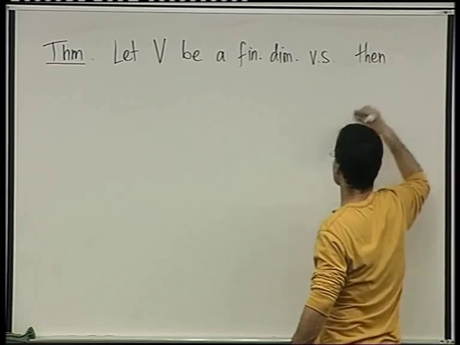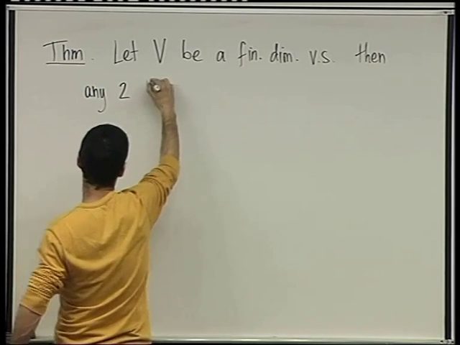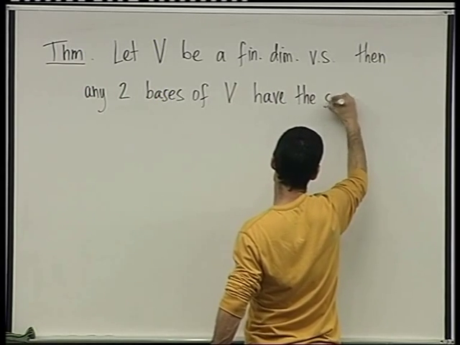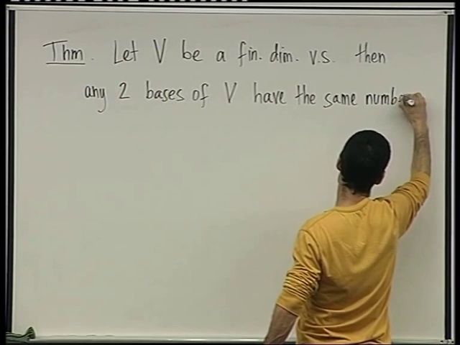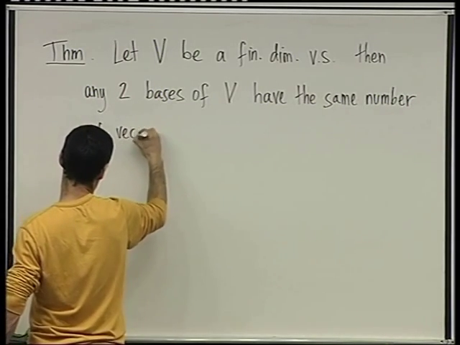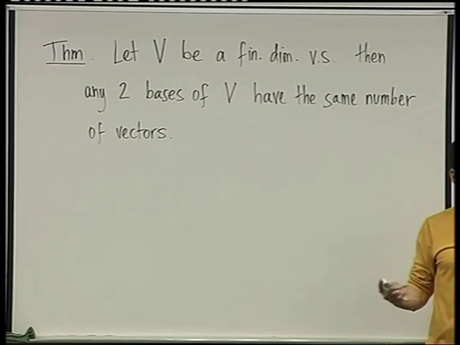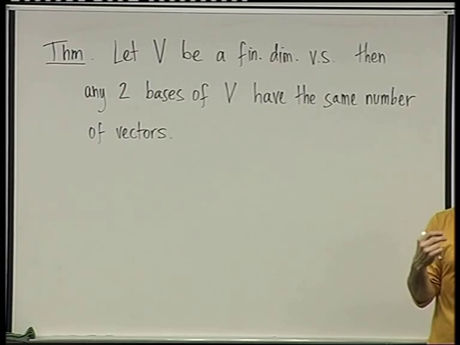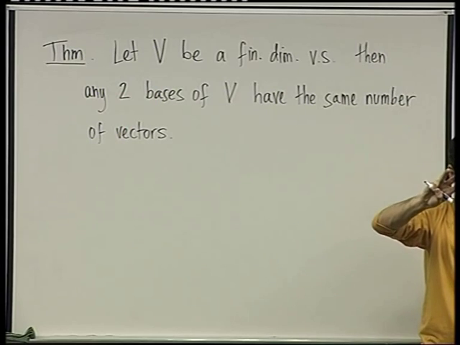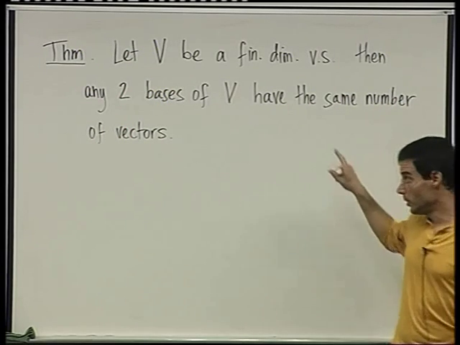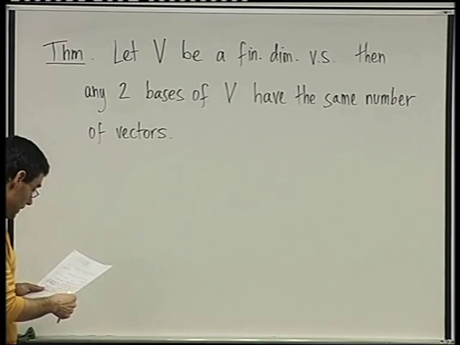Then any two bases of V have the same number of vectors. So in the examples that we had for R3, we had two examples. Both were examples of bases for R3, both of which had three elements. This is not a coincidence. If one basis in R3 has three elements, there could be many bases, but all of them are going to have exactly three elements. Never two, never four. So this we're not proving now. We are going to discuss it a bit later.